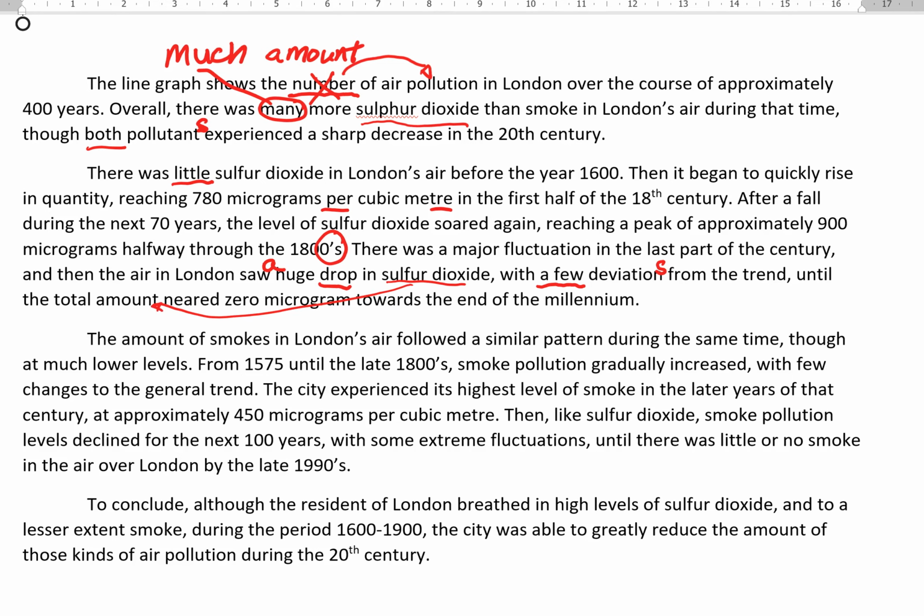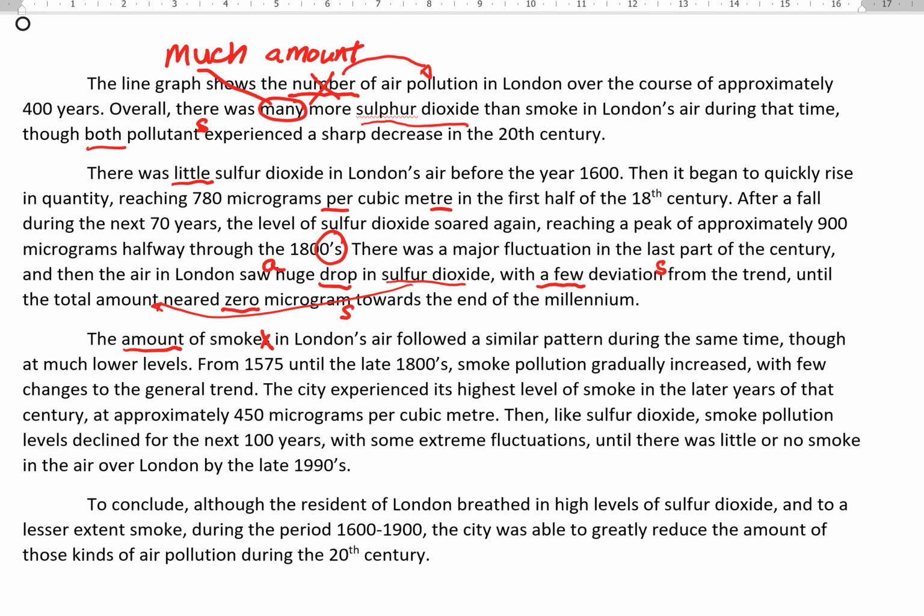Now this is interesting. 0 is not actually plural. It's not actually more than one, but we do use the plural with 0. 0 micrograms towards the end of the millennium. Okay. Next, the amount of smokes. Well, amount is actually correct because smoke is non-count. We don't use plural with a non-count noun. So the amount of smoke, take off the s, okay?